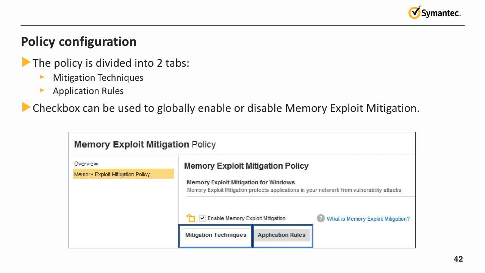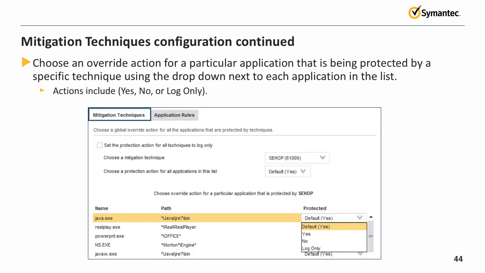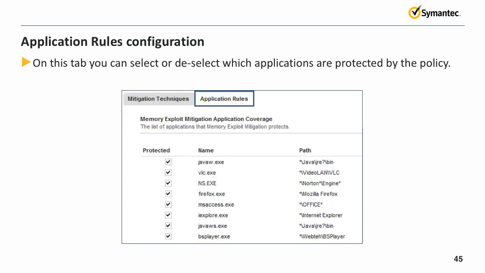The checkbox can be used to globally enable or disable memory exploit mitigation. You can set the protection action for all techniques to log only via the checkbox. Using the drop-down, you can select each technique individually and then choose a default action for all applications that are listed under this technique. Choose an override action for a particular application that is being protected by a specific technique using the drop-down next to each application in the list. Actions include yes, no, or log only. On the Application Rules tab, you can select or deselect which applications are protected by the policy.